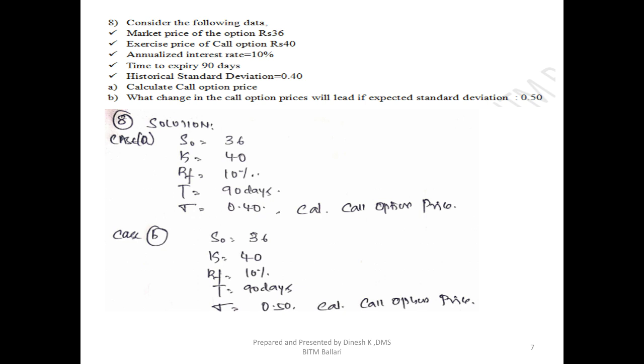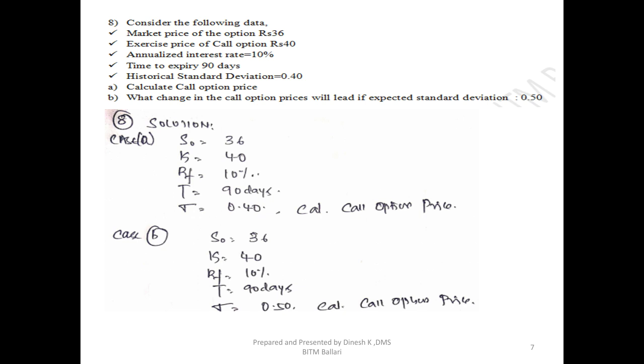Question 8. Question 8 is about spot price given, strike price given, risk rate given, time also given, standard deviation also given, right? So we have two questions, sub question A and sub question B, that is case 1 and case 2. Case 1 is very simple, where you calculate the value of the call option with no income of dividend, right? In case 2, we need to look at the changes with respect to the standard deviation, right?